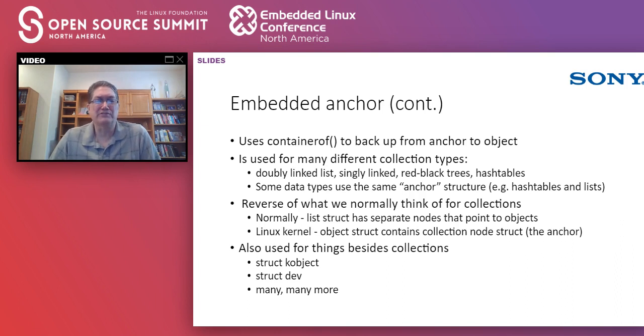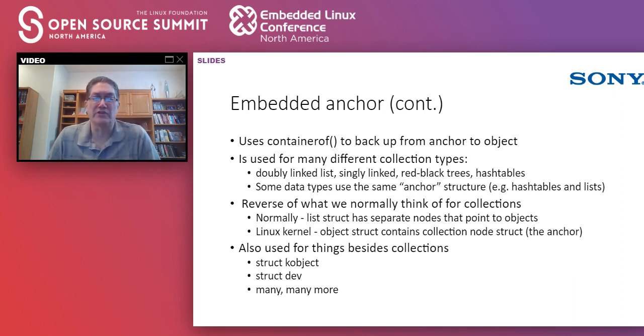This is the reverse of how we normally think of how collections operate. Normally, if you are used to standard programming, you'd see a list struct that would have a separate node allocated that points to each object in the list. And so the object that's part of the collection is different from the object that's being contained in the collection. With the Linux kernel, that object structure is actually embedded. So the object structure that's being put on the container or in the list has the collection node structure embedded in it as an anchor.